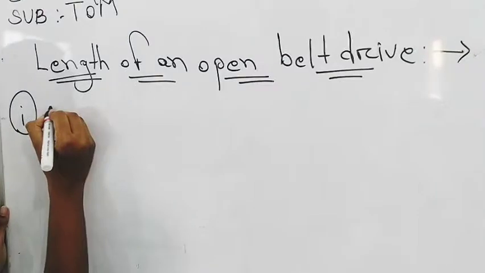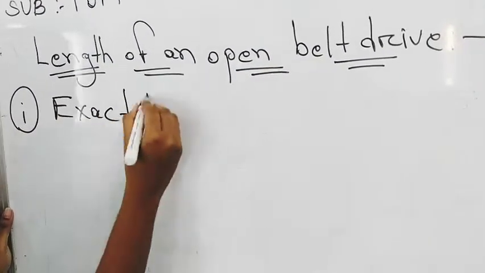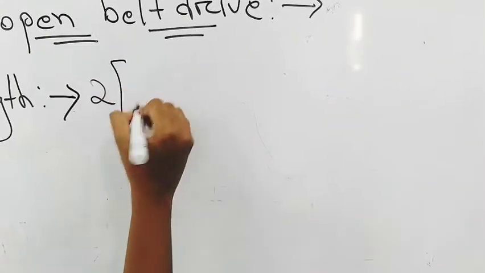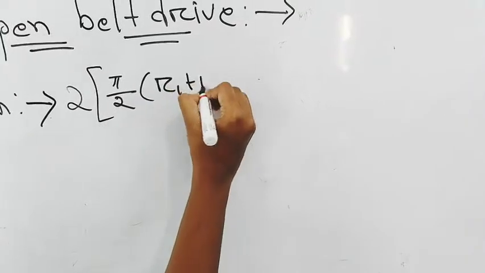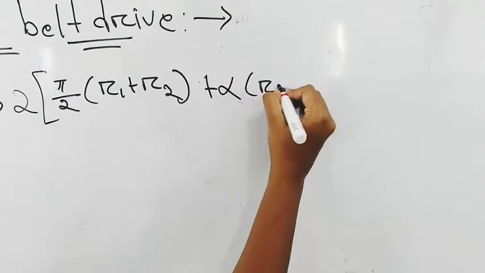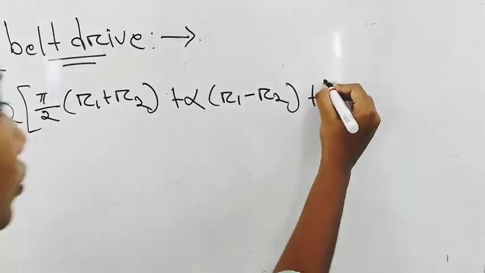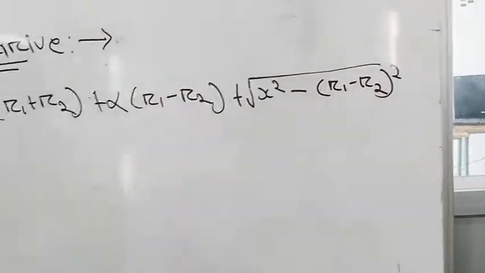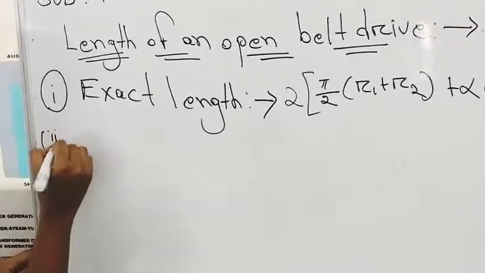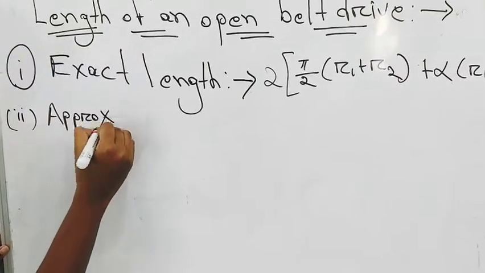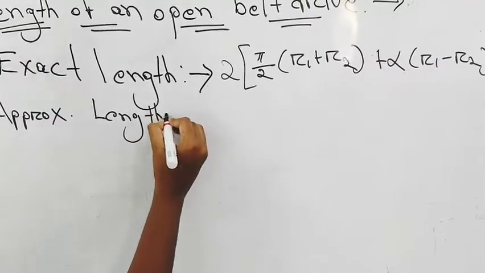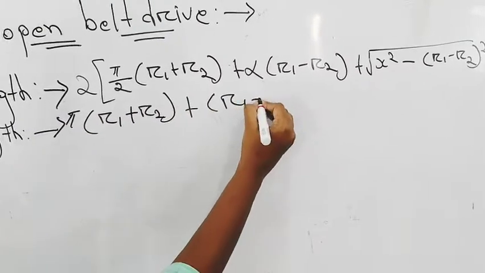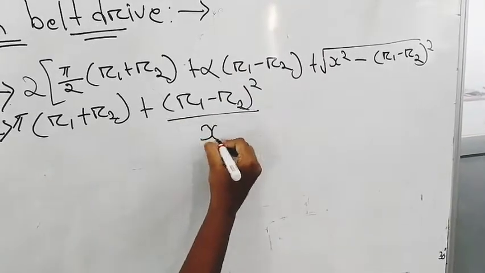First, the exact length. Exact length is equal to 2 into [pi by 2 (r1 plus r2) plus alpha (r1 minus r2) plus root of x square minus (r1 minus r2) the whole square]. Then the approximate length: L is equal to pi (r1 plus r2) plus (r1 minus r2) the whole square divided by x, plus 2x.